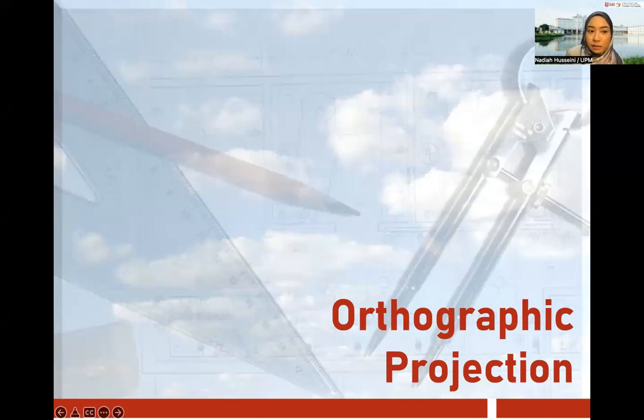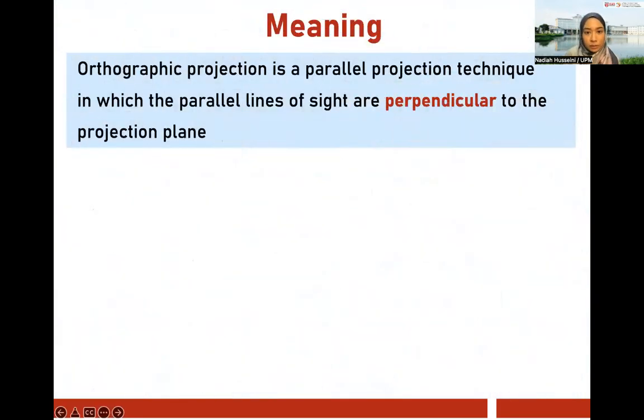We talked about perspective projection and also parallel projection. And we saw that we can put a paper in between the line of sight and we can actually map out the object. So now we're going to talk about orthographic projection. Okay, so what does it mean? Orthographic projection is a parallel projection technique in which the parallel lines of sight are perpendicular to the projection plane. That's a mouthful.